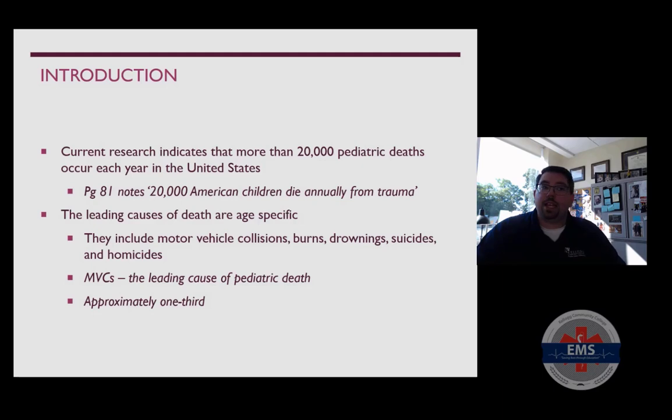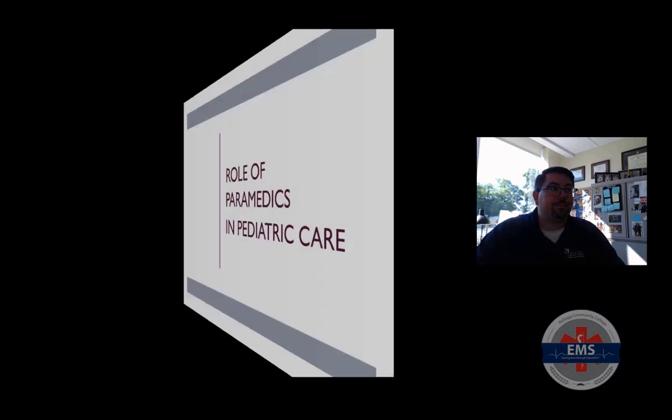Now, current research indicates that, again, more than 20,000 pediatric deaths occur each year in the United States. This is noted on page 81 of your textbook, that 20,000 American children die annually from trauma. Now, these 20,000 deaths are, again, based on generic categories in which death would occur. They include things like motor vehicle collisions, burns, drowning, suicides, and homicides, but motor vehicle collisions is the leading cause of pediatric death. It's about one-third of pediatric deaths. That's a lot of cases because of motor vehicle collisions or inappropriate restraining devices, things of that nature.